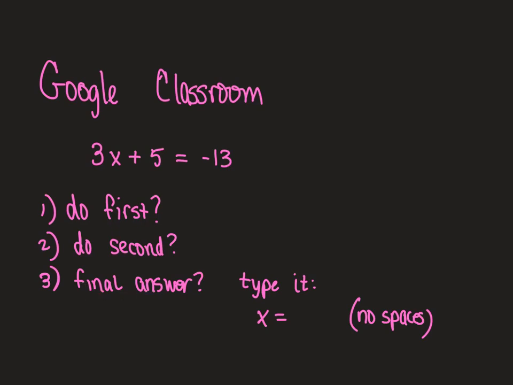Final answer. Whenever you get your final answer, type it in x equals the number and don't put any spaces. And that way, when I type in the correct answer, I'll do the same thing. I'll write x equals and I'll put the number with no spaces. Good luck.